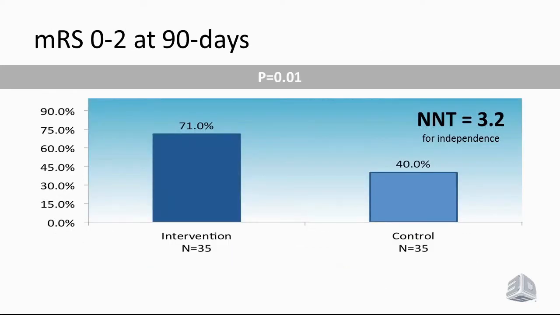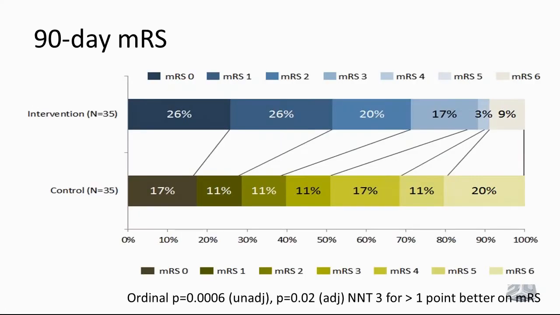And if you look at the secondary outcome of the modified Rankin at 90 days, again, 71 versus 40%, so not really too different from the ESCAPE trial. And the shift analysis, again, from Rankin 0 to 1 to 2 shows much better percentages of reasonable outcome.